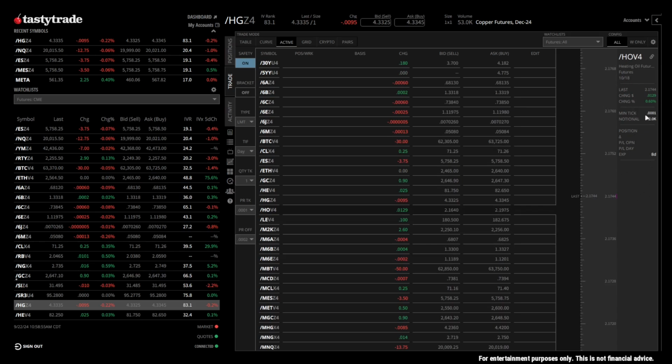The minimum tick is 0.0001, and then notional 42K. So notional is the multiplier. That's what notional is. A 1 point move is actually $42,000. So that's all you have to look up.